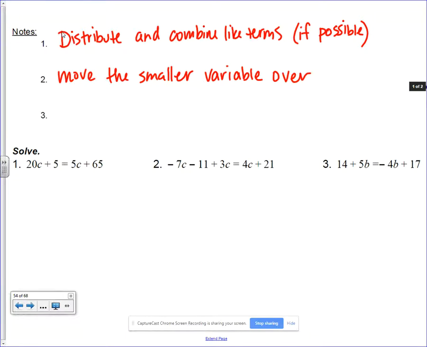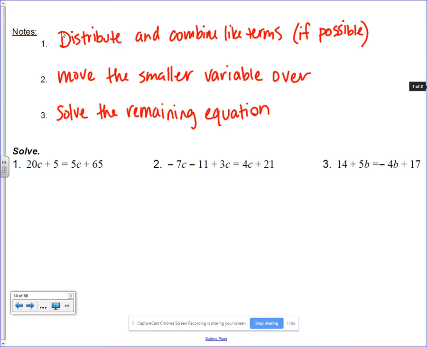Fair enough? Okay. Then you will solve the remaining equation. Easy as 1, 2, 3. So let's take a look at number 1.